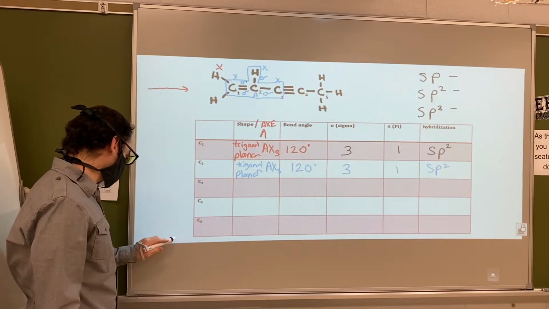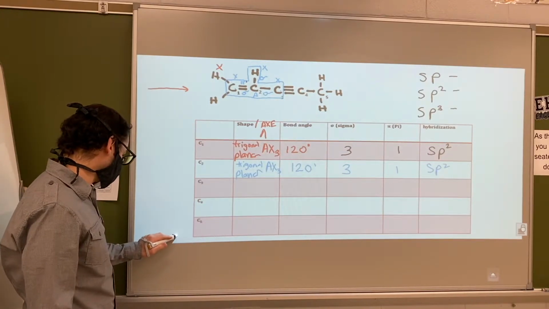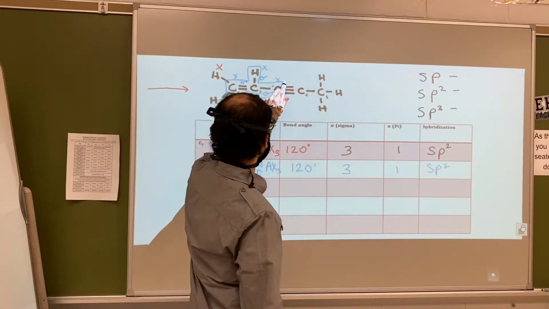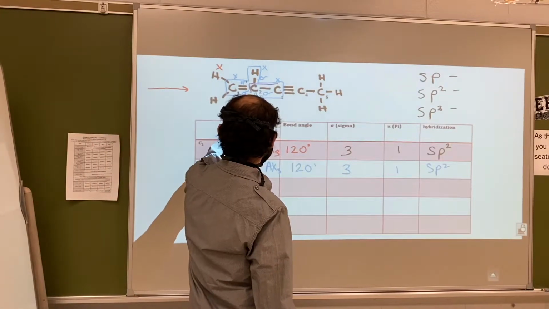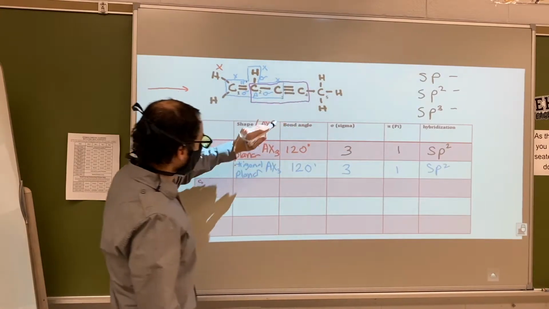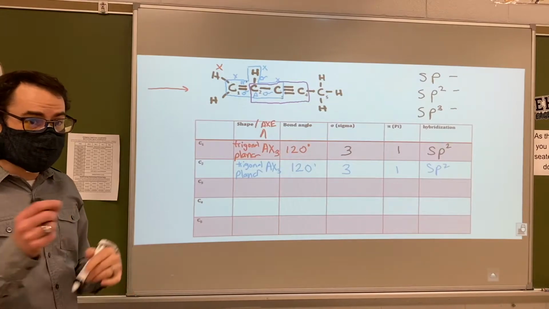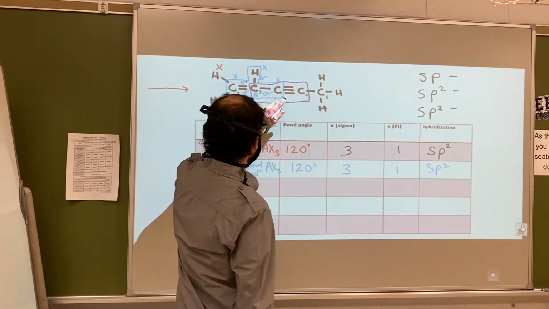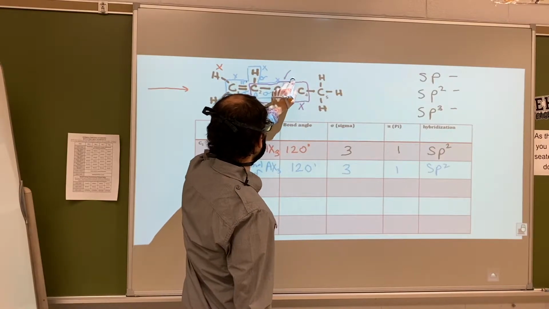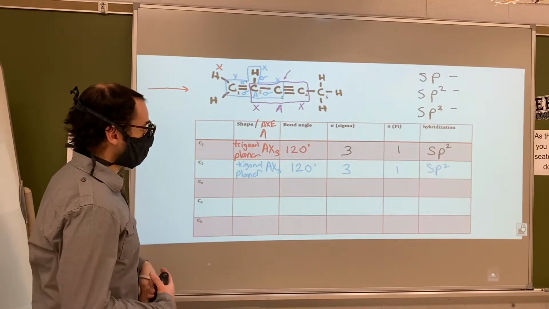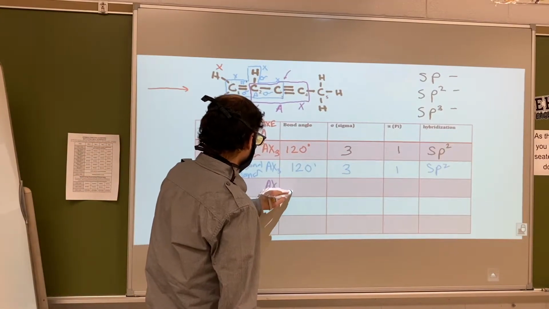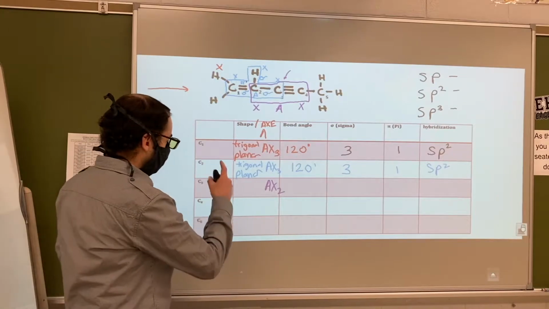Now the next one's going to be a little bit different, so let's change the color. For this one we have that carbon and this carbon. So all of this is just 2 carbons connected to a central atom. Here's our A, here's our X, here's our X. There are no unpaired electrons around there, so there's no E's or anything. So this is just AX2.